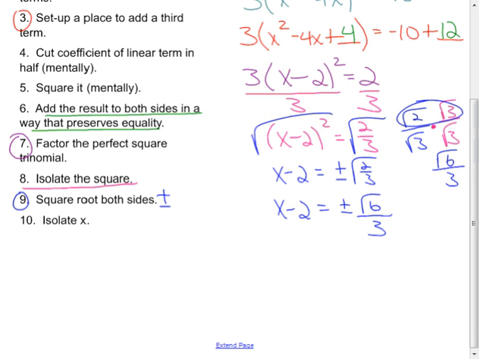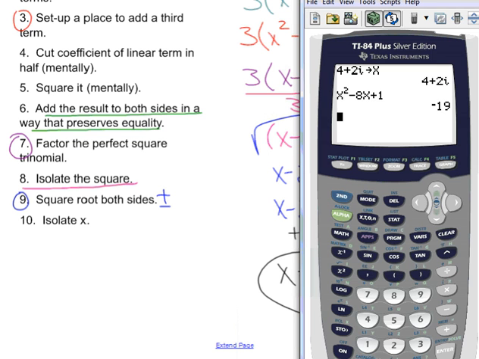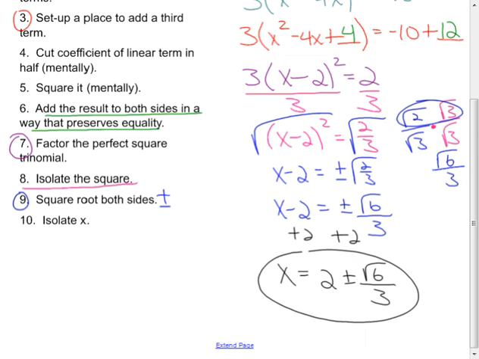And then the last step here says to isolate x, which I'll do by adding 2 to both sides. And then that is going to give me x equals 2 plus or minus root 6 divided by 3. This can be checked on your calculator quite readily by doing 2 plus second square root of 6, closed off. Careful, you got to make sure you close it off there. Divided by 3. Okay, checking to see if that's right.